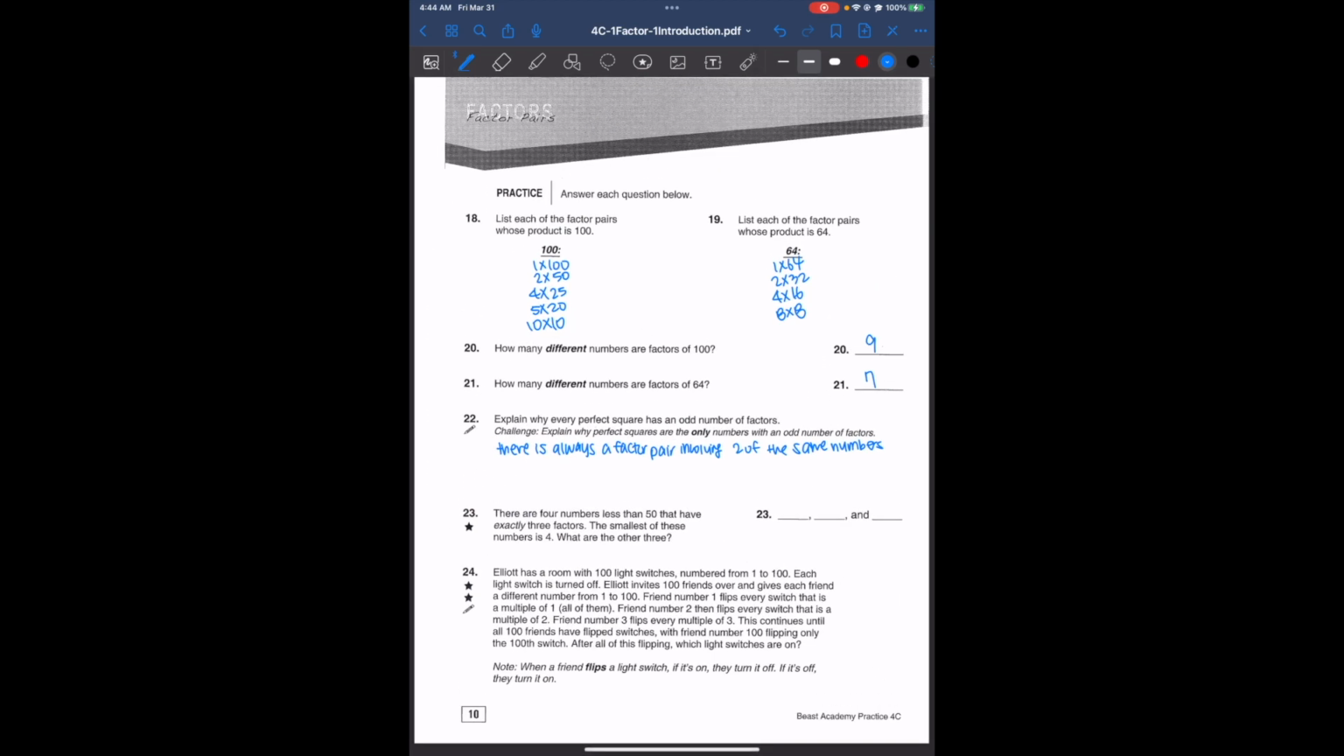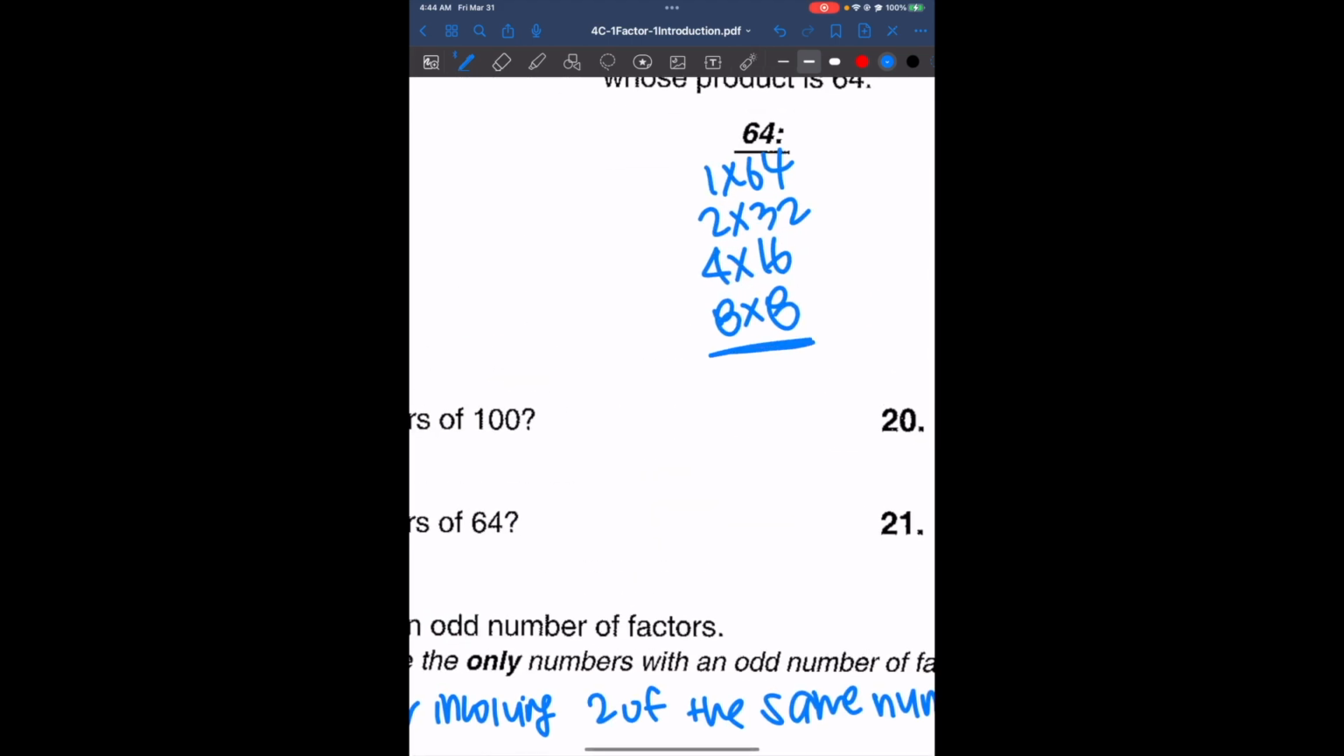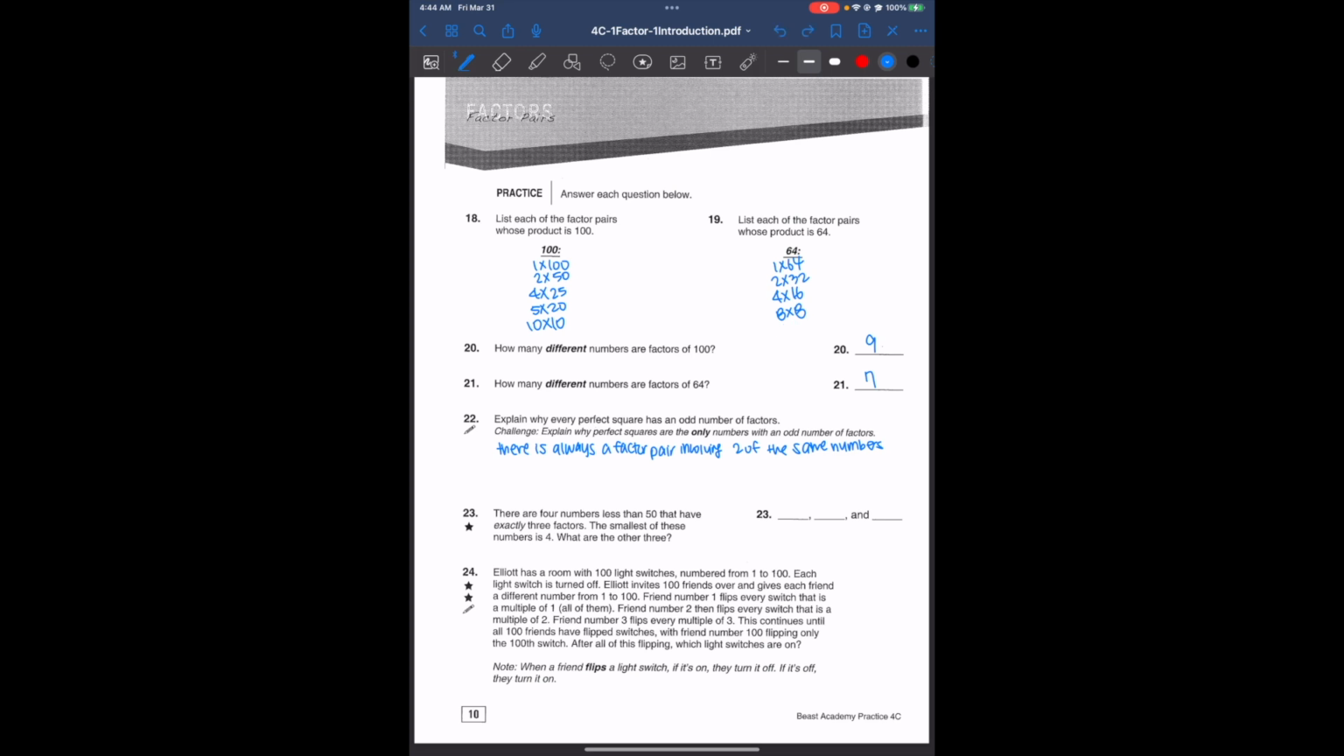So 7 times 7, 10 times 10. So 100 or 49, those are perfect squares. And that's when we multiply the same number. And so that's why there's an odd number of factors, because we only count that number once.